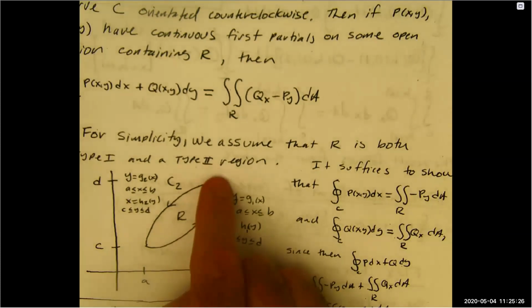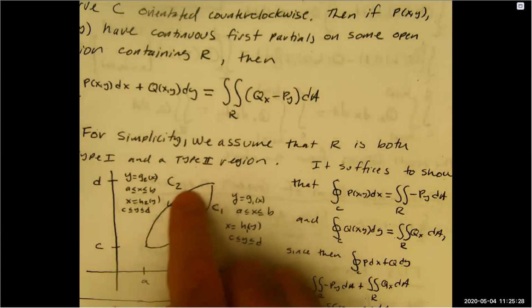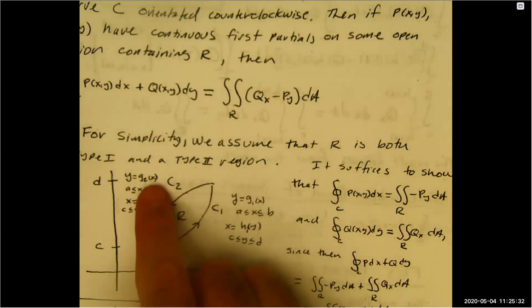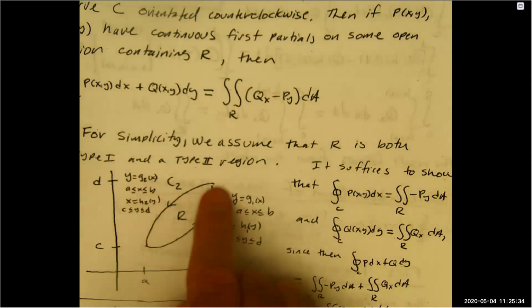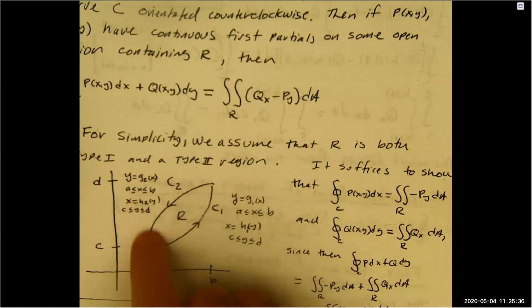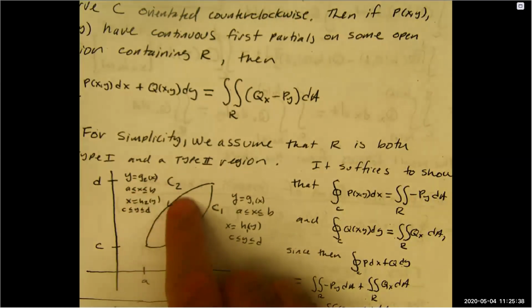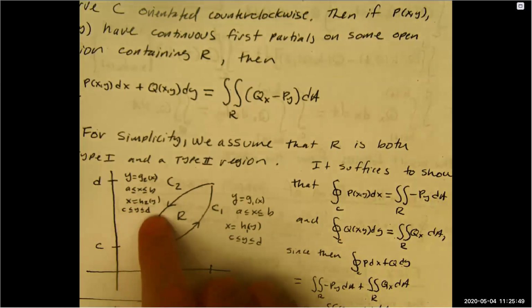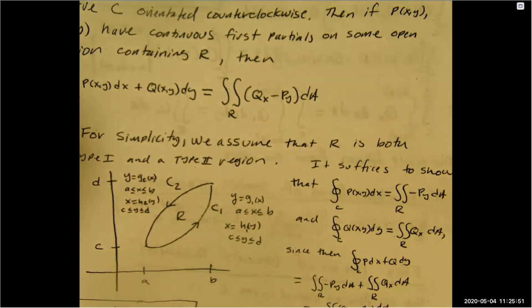Now here, you have the C2. This curve is going to be y equal to g2 of x, the curve that has this graph here, where x is going from a to b. And then we're going to have x equal to h2 of y, where y goes from c to d. And that describes this curve.